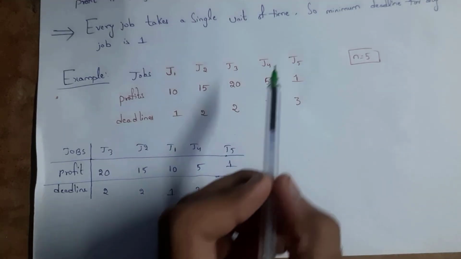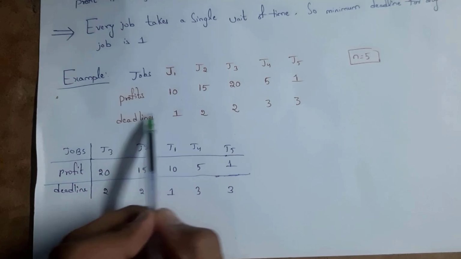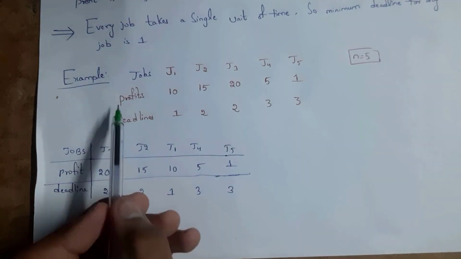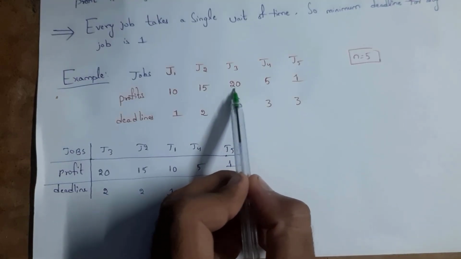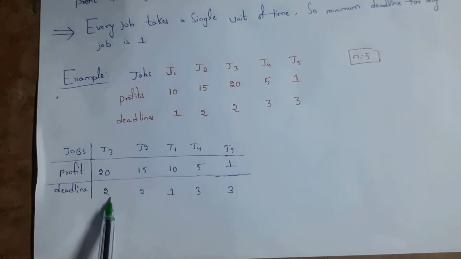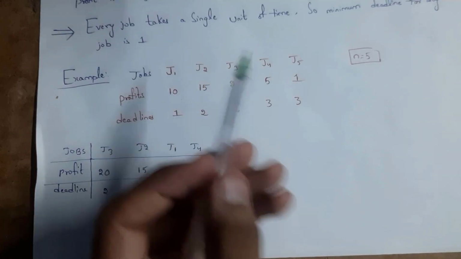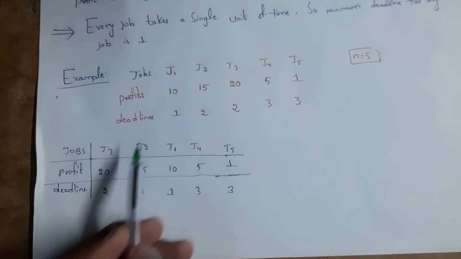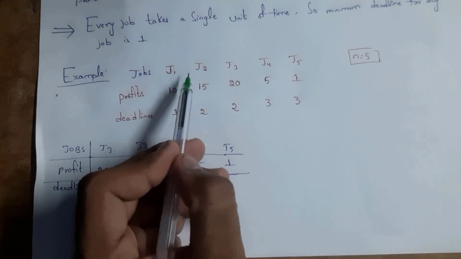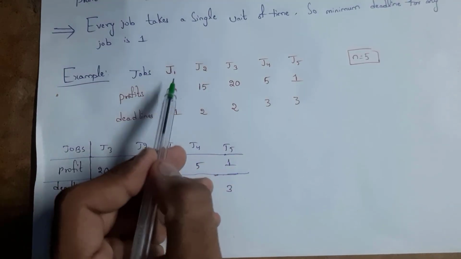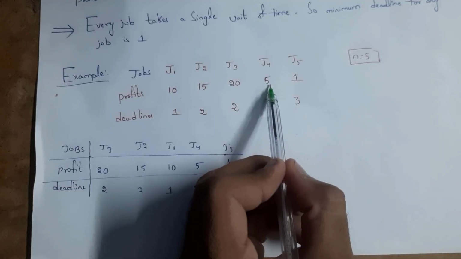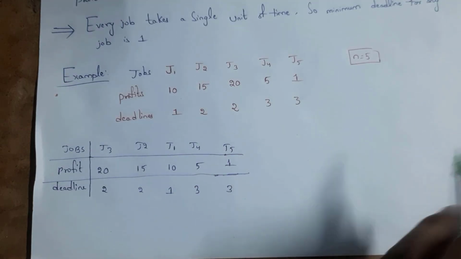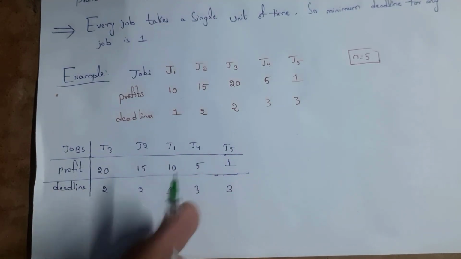In step 1, we need to arrange these jobs according to decreasing profit. Among all these, the one with the highest profit is J3. J3 profit is 20. So at first I wrote J3. After J3, the highest profit is J2. Profit is 15. So I wrote 15. After this J2, the highest profit is 10. So I wrote 10. After 10, J4 profit is 5 and J5 profit is 1. So according to profit, I wrote this table.